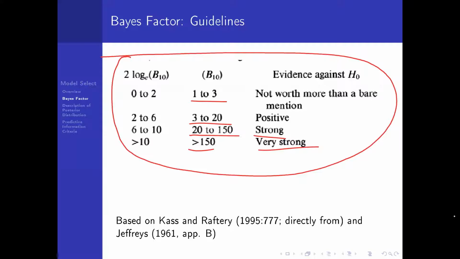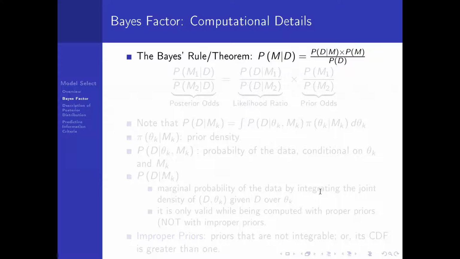Sometimes we can also take the natural log of the Bayes factor and multiply by 2, then it's going to scale down the Bayes factor. But either way, we can get the equivalence of the raw Bayes factor on the log scale multiplied by 2, and we're going to lead to the same conclusion, okay? Next is about some computational details for Bayes factor.